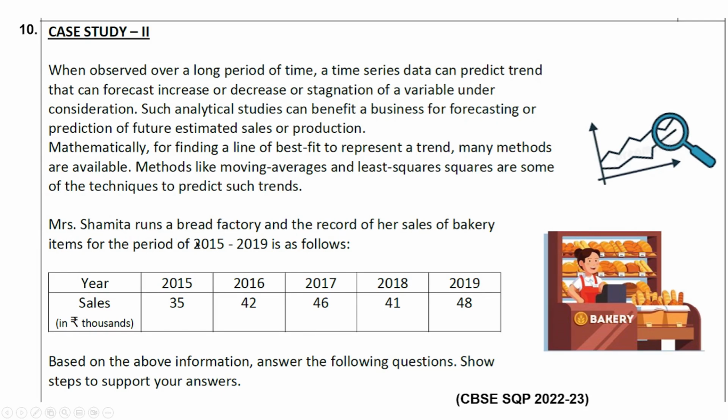Mrs. Shamita runs a bread factory and the record of her sales of bakery items for the year 2015 to 2017 is as follows. So for the year from 2015 to 2017, the sales data is given here. Based on the above information, answer the following question and show steps to support your answers. So this is a case study question which is given in this year's sample question paper. It has got 4 subdivisions. You will see each one by one.